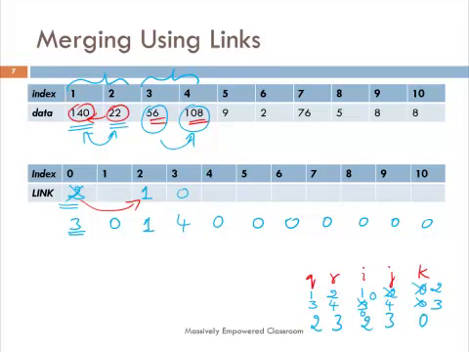Now it says while i not equal to 0 and j not equal to 0 do, if ai is less than or equal to aj. So now we are comparing 22 with 56. 22 happens to be smaller than 56. So in a sense we are given this is one linked list to be merged with the other linked list, right?